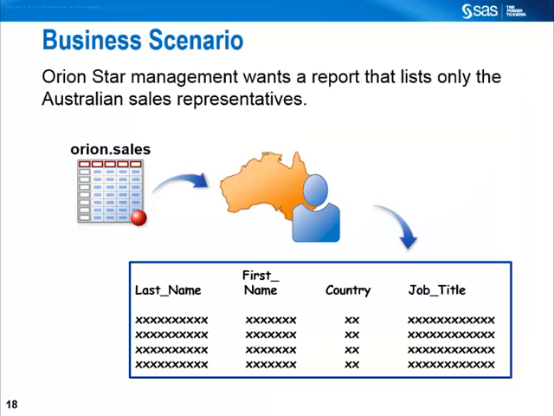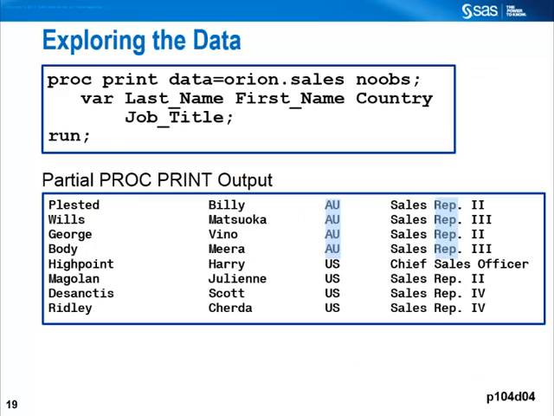Orient Star Management wants a report that lists only the Australian sales representatives. That means they don't want managers or any other profiles to be present. Only the sales representatives should be part of our report. So when we write a program like this, that is PROC PRINT DATA equals orient.sales NOOBS, WHERE last name, first name, country, job title, this should be our partial PROC output. So we will not have the chief sales officer, that should be removed.